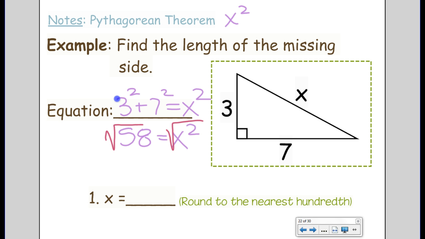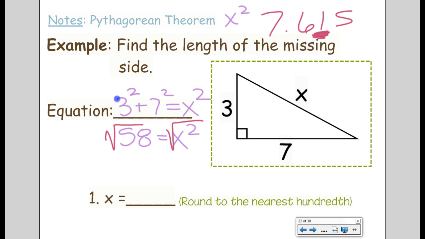7.61. Now what does it say to round to? Nearest hundredth. Now, if you had $100, how many zeros is that? 2 zeros. So that means we're rounding it to 2 decimal places. So we're going to get 7.615. Here's 2 decimal places.